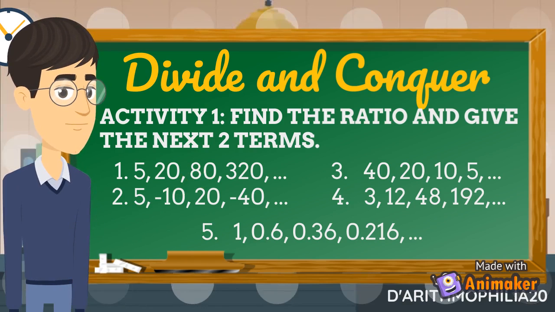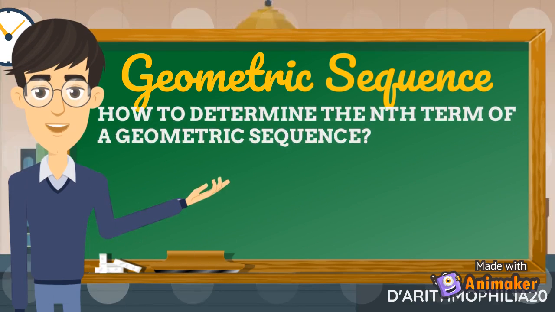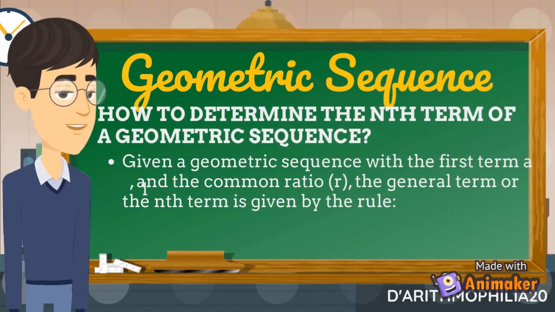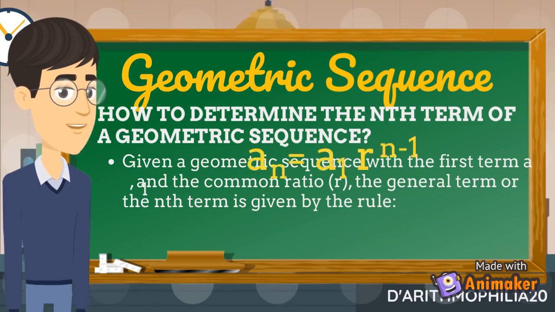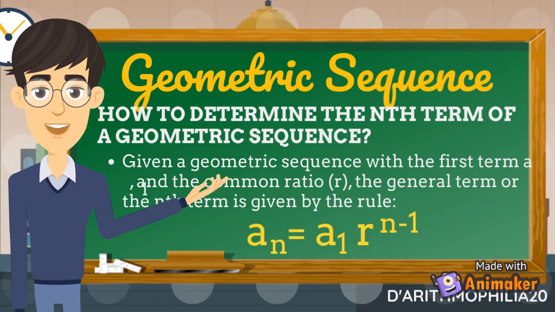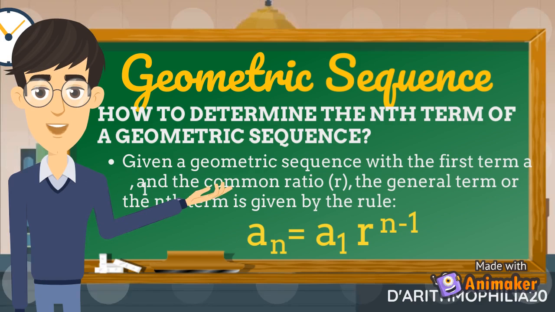sequence. This time, let's discuss how to determine the missing term of a geometric sequence. Given a geometric sequence with the first term, a sub 1, and the common ratio, r, the general term or the missing term is given by the rule a sub n is equal to a sub 1 times r raised to the power of n minus 1. This time, for us to better understand this concept, let's consider the following examples.